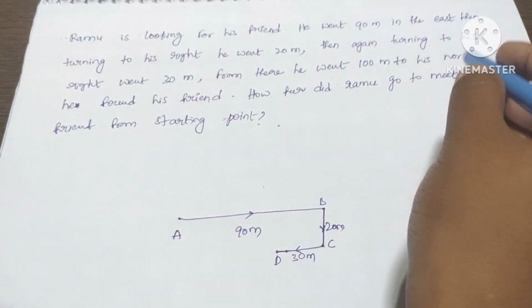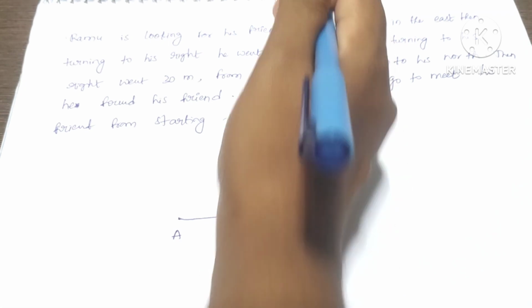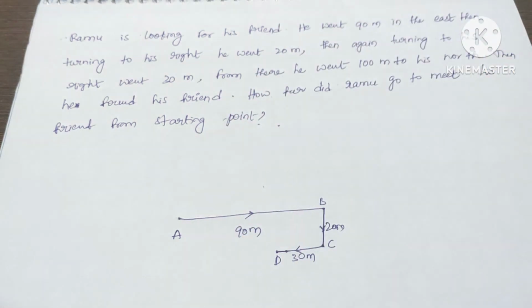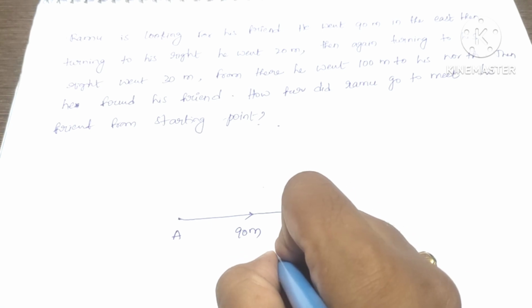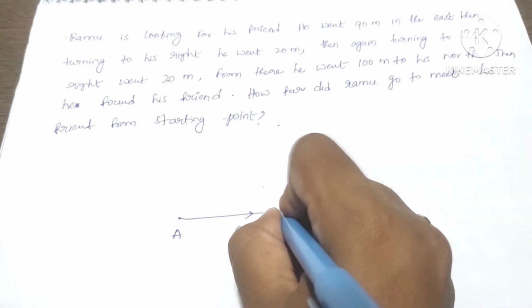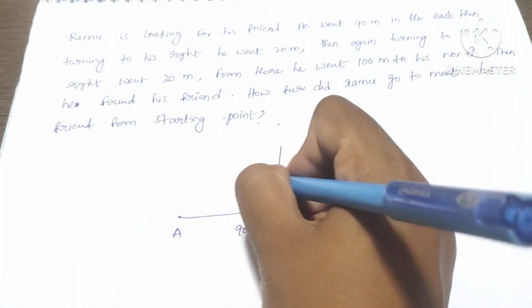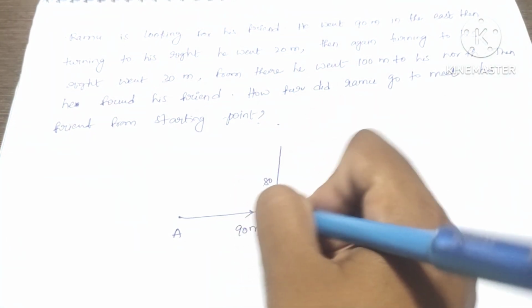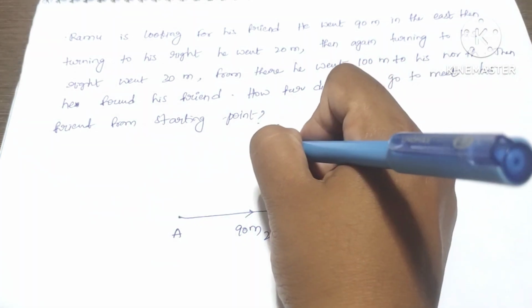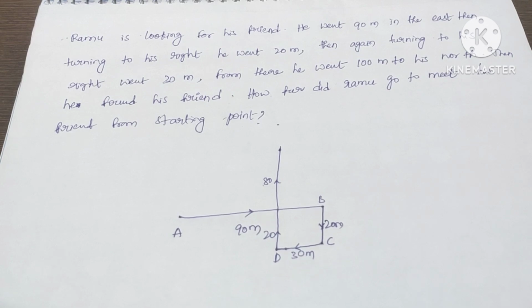From there he went 100 meters to his north. 100 meters north means upwards. North direction is the upward direction. So from here to here it's 20, so we have to take 80 now. 80, 20, north direction. Now he is here.